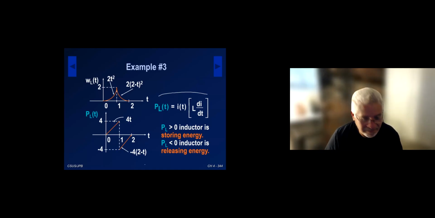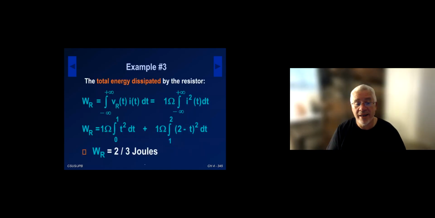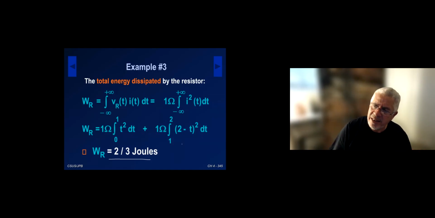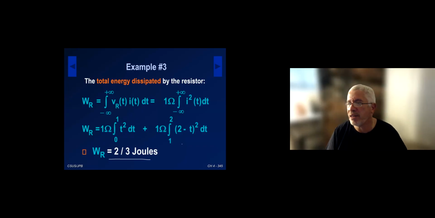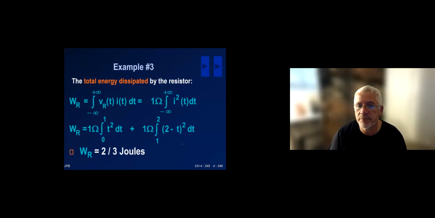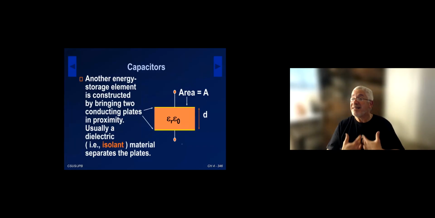Okay. If we look at the energy that the resistor dissipates, we can integrate power across the resistor, and we can show that it's 2/3 joules. All right. Again, this is an illustration of what inductors can do, not the type of problem you'll be solving. All right, so let's introduce the capacitor in a similar way.